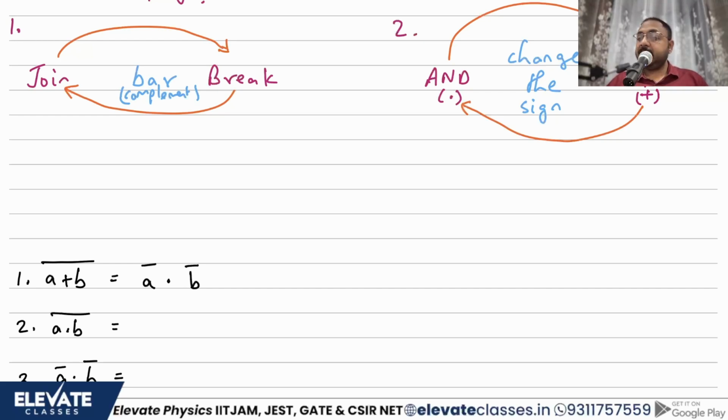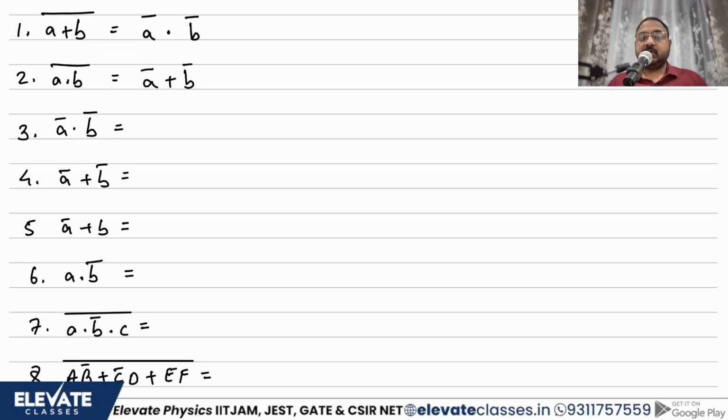Next one. Again, you see (a . b) complement. You see the bar joined over a and b, break it. Now there's a dot in between, replace it with a plus sign. That is how you apply De Morgan's theorem. Trust me, this is very, very easy. If you learn this method, it will be very easy for you.